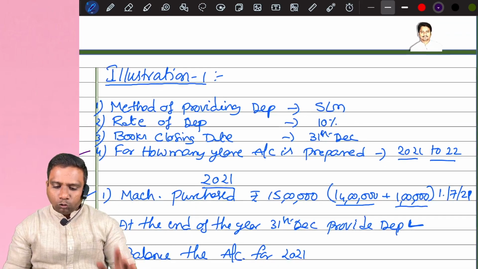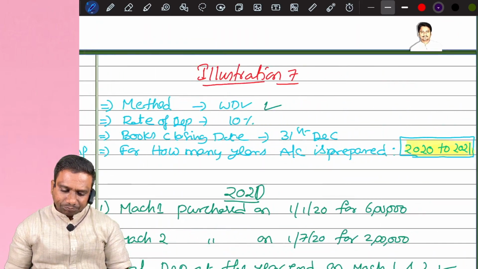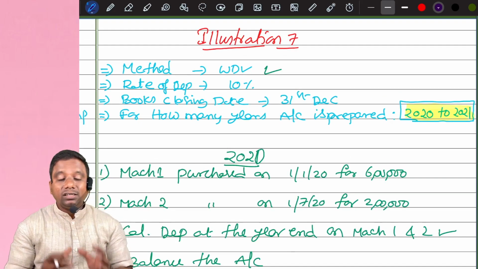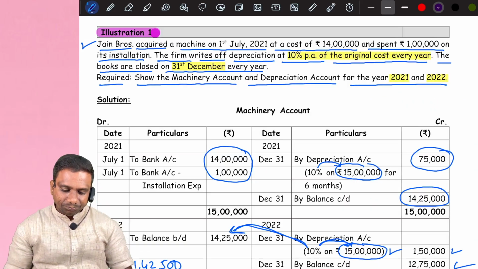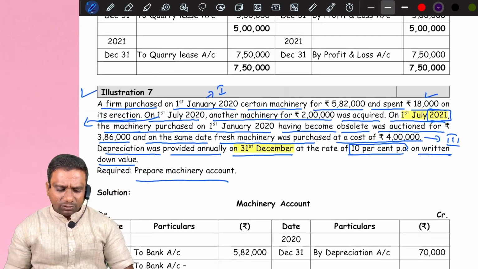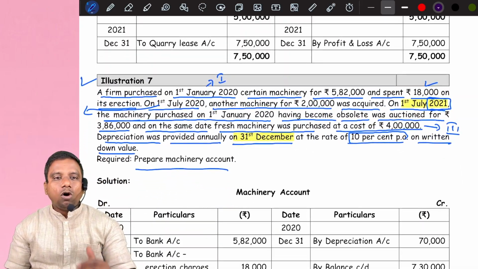Okay, I will show you one more problem also. Illustration 7, I will show you. Look at illustration 7. Here you will get complete information. This is just for understanding the sequence or flow of solving the problem.